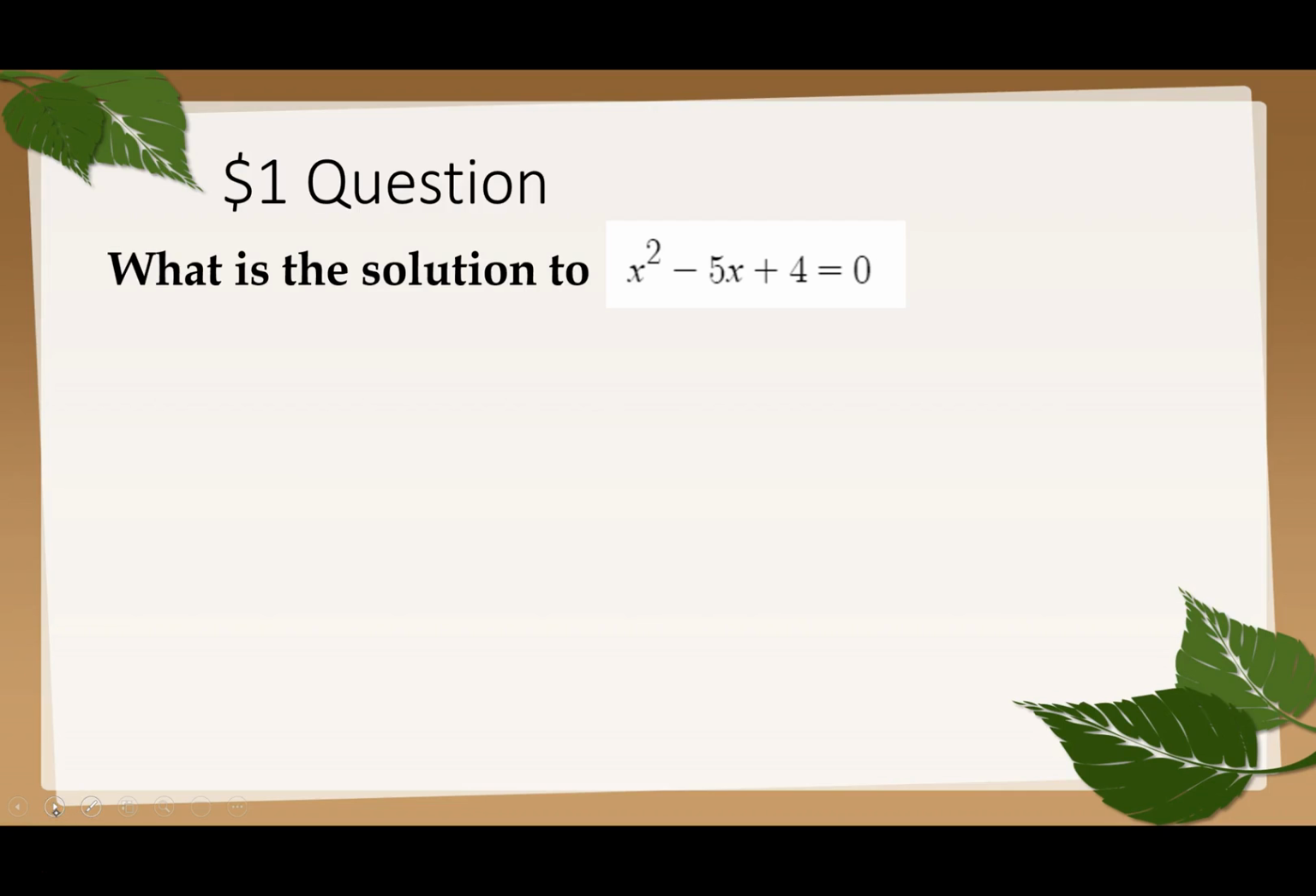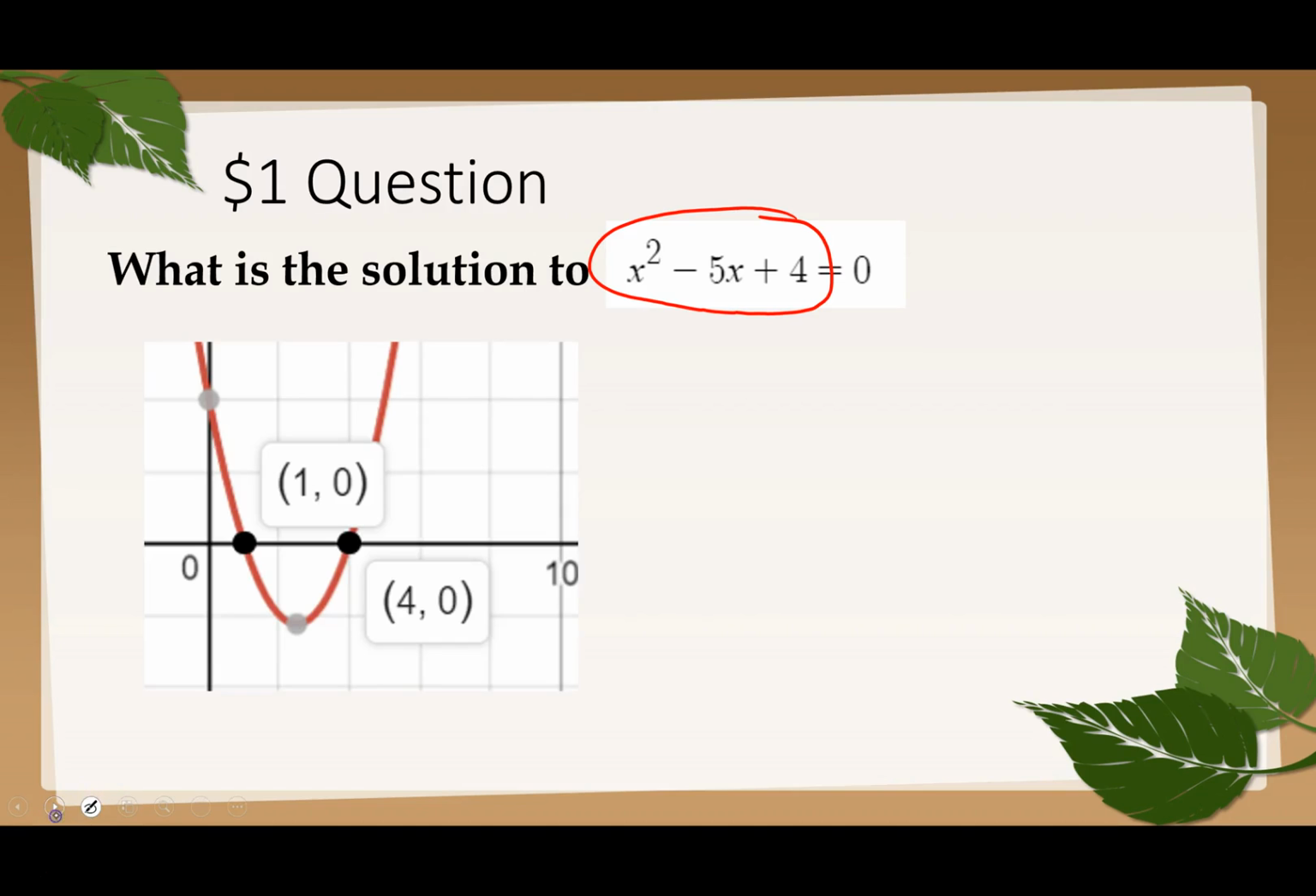How about this one? What's the solution to this one? Well, remember, we know how to graph this. This is standard form. And so if you forgot how to do that, you might want to watch the standard form video. But let me show you what that looks like right there. So what's the solution to this quadratic equation? Well, your answer is going to be x equals 1 and x equals 4.